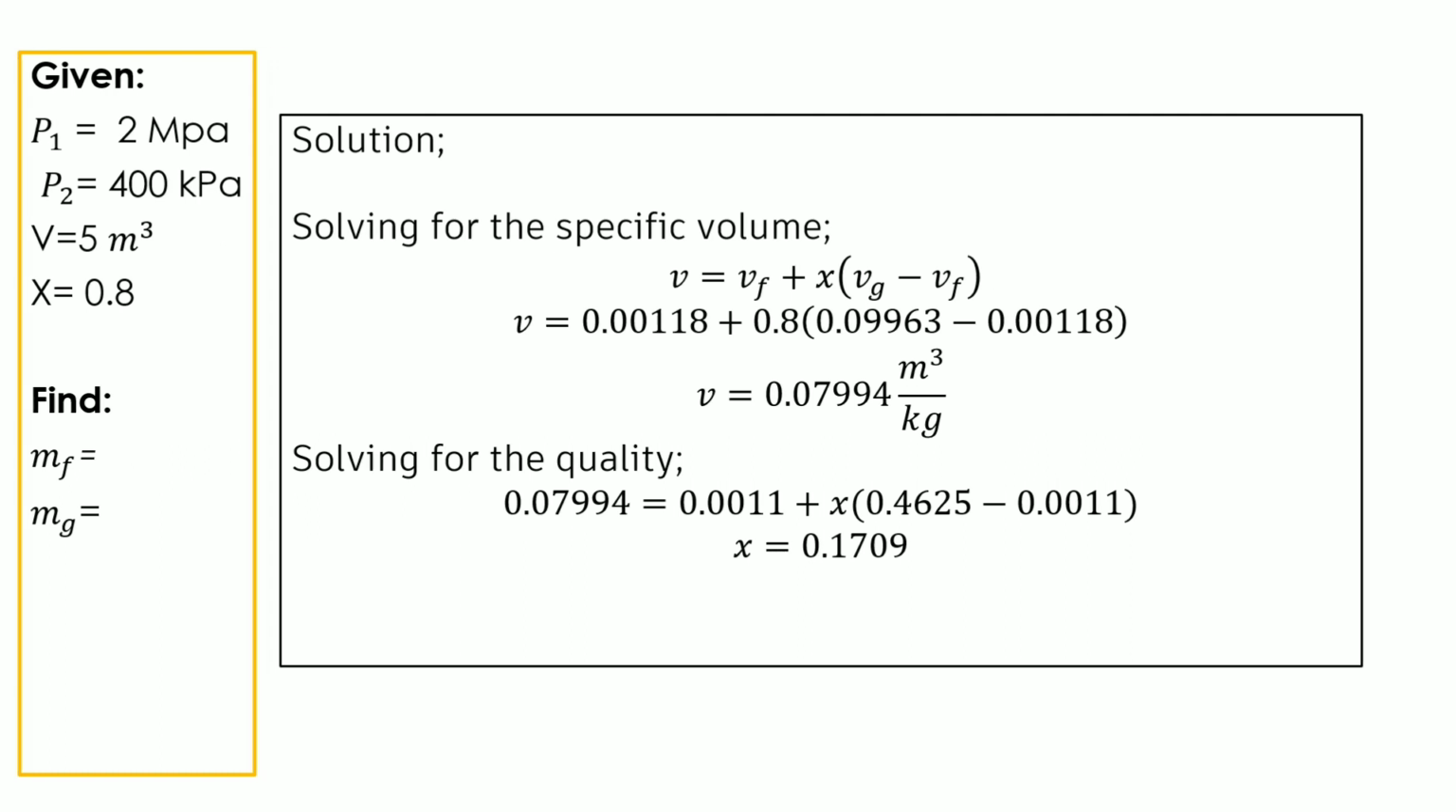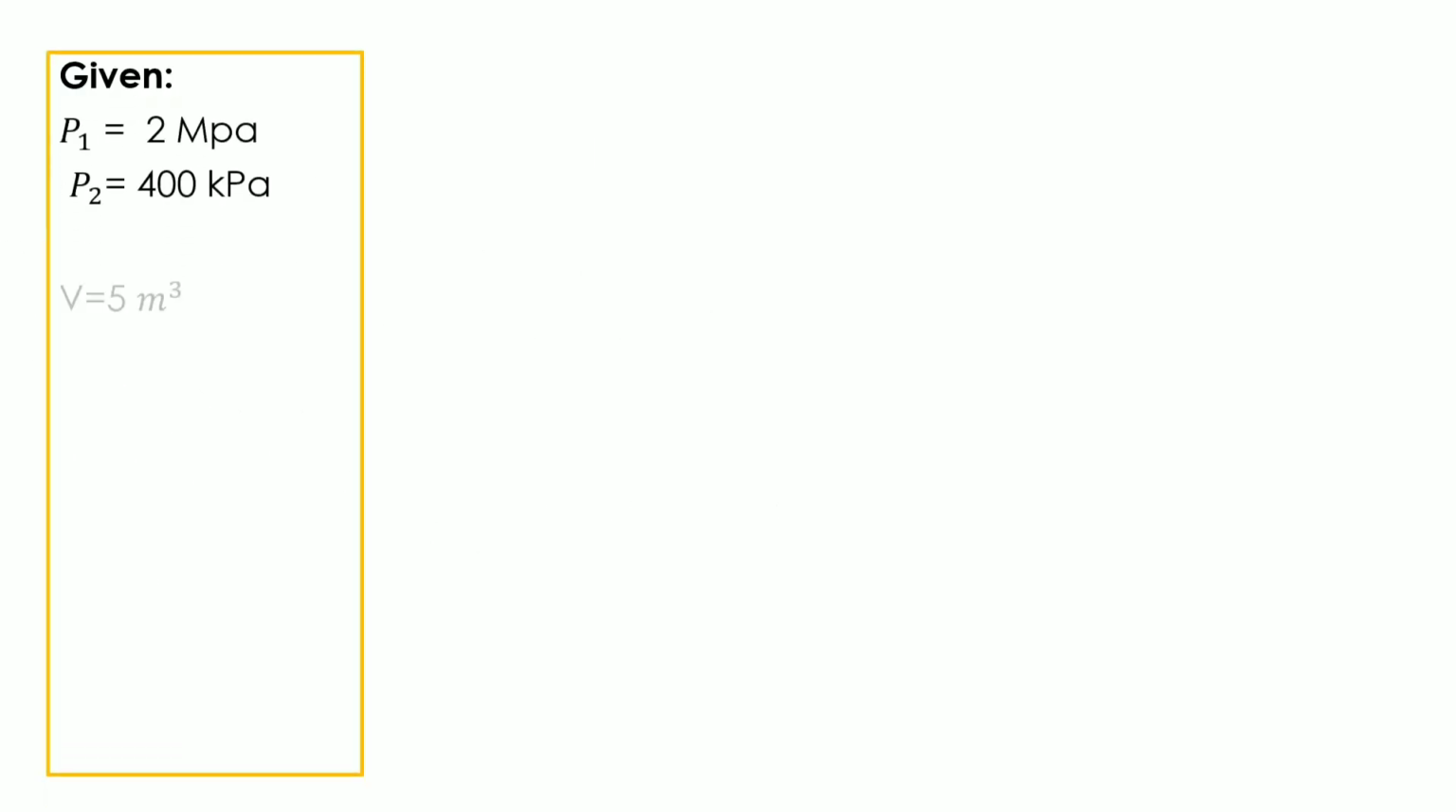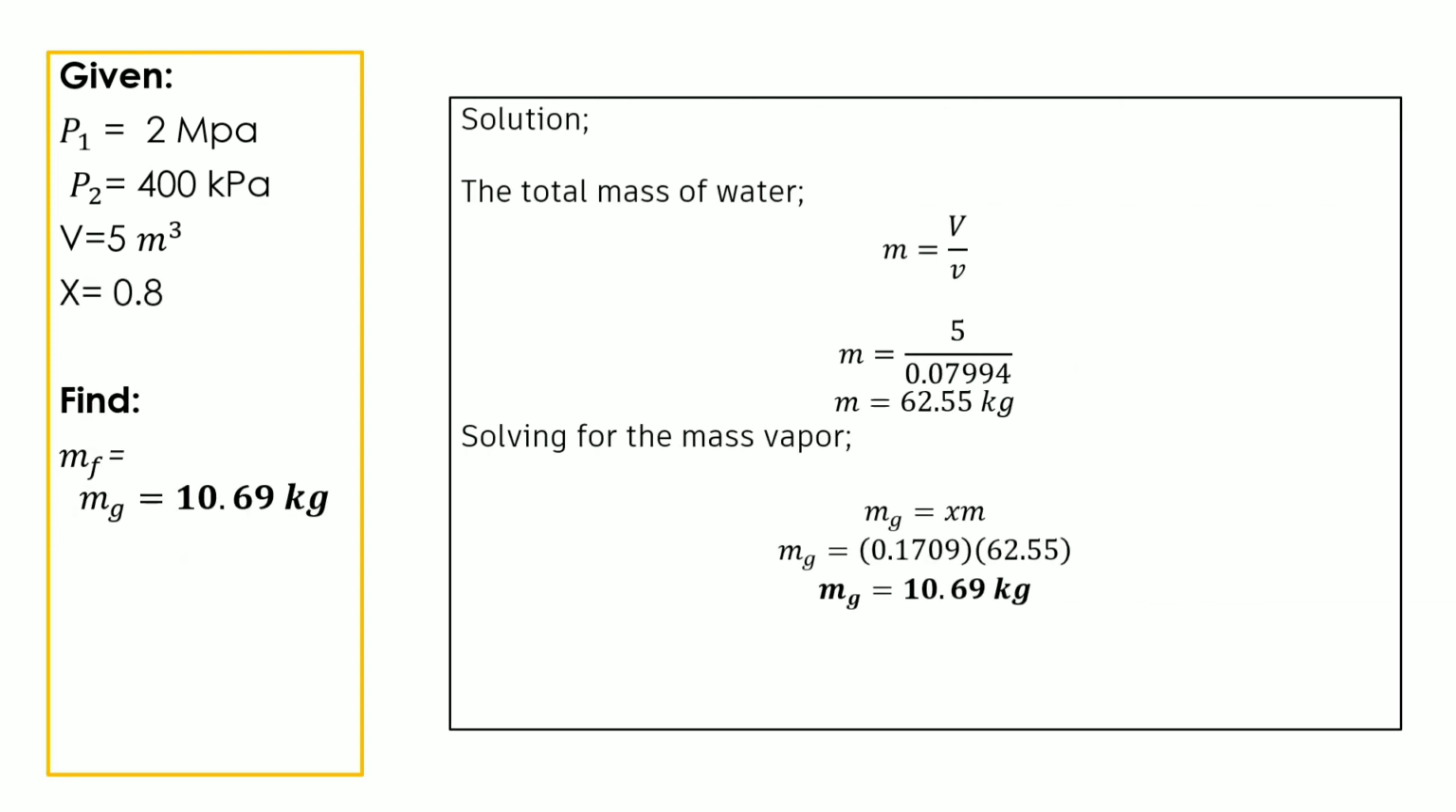Next, for the total mass of the water, the formula for that would be the volume over the specific volume of the water. The volume here is given, that is 5 cubic meters, and our solved specific volume of the water is 0.07994. We now have the total mass of the water to be 62.55 kilograms.